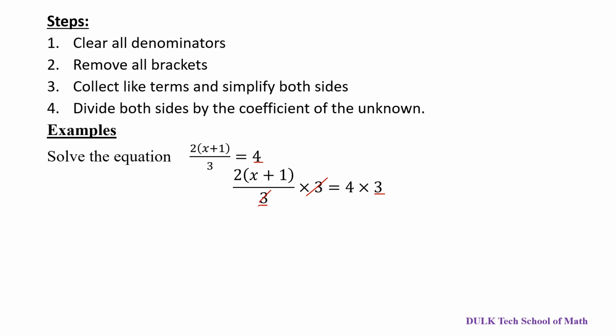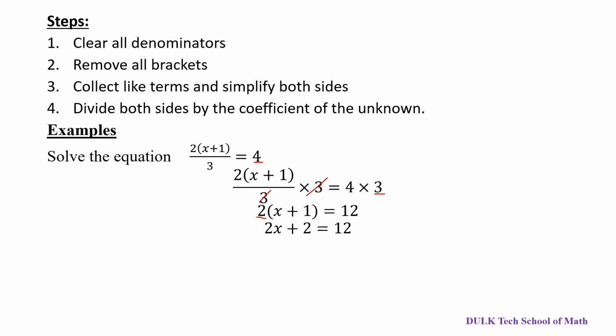We now have 2 factor of x plus 1, right, which is equal to 12. After multiplying 3 by 4, we get 12, right? Now let's remove brackets. We are removing these brackets. 2 is multiplying everything in the brackets. We are saying 2 by x, we get 2x, 2 by 1, we get 2, like this. So 2x plus 2 is equal to 12.